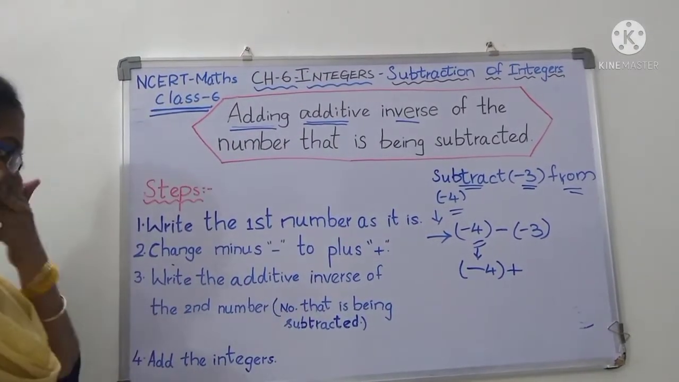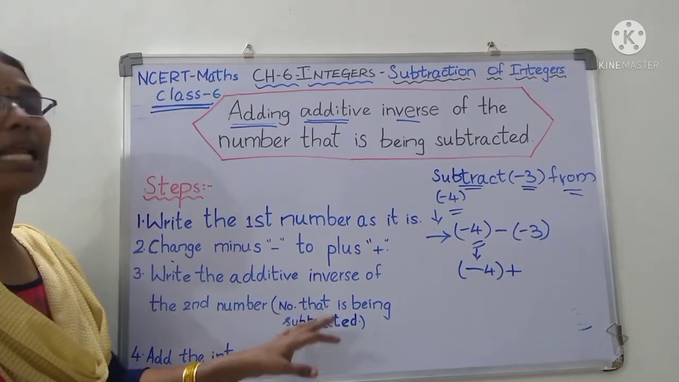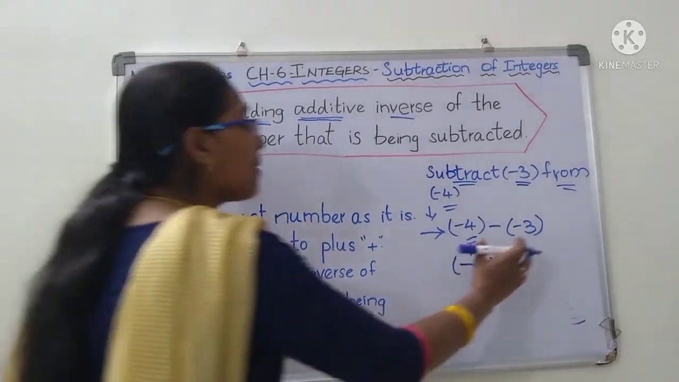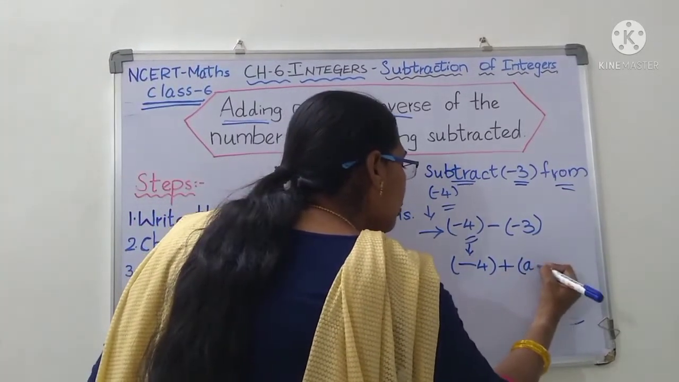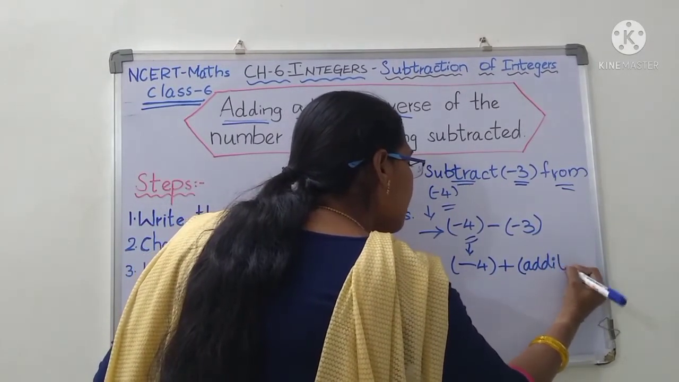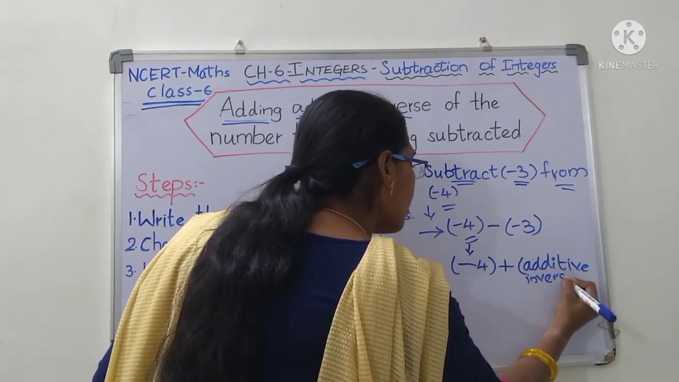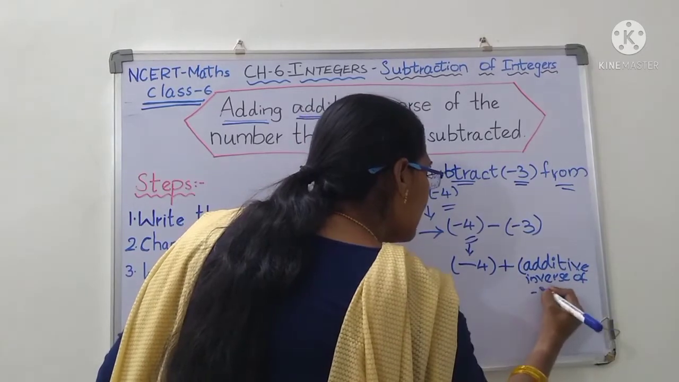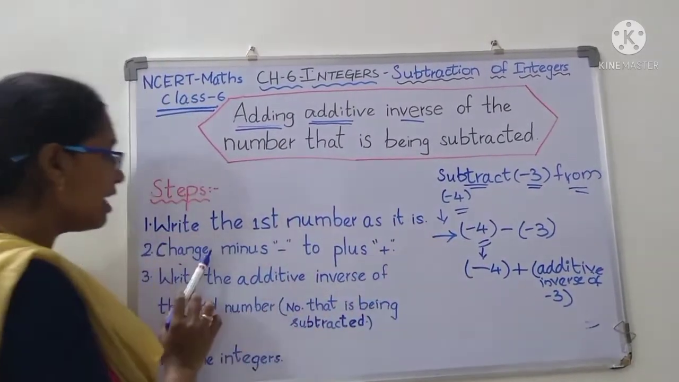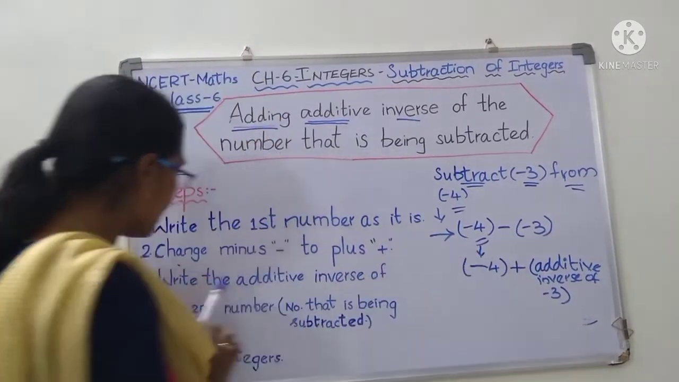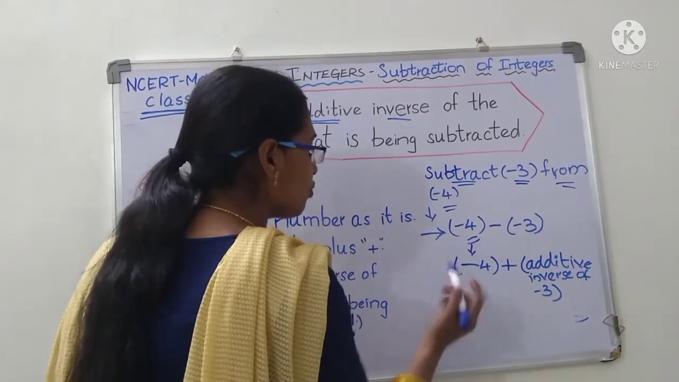What is the third step, children? Write the additive inverse of the second number. The second number is nothing but the number being subtracted. Here minus 3 is subtracted from minus 4. We should write the additive inverse of minus 3. So 3 steps are completed. We wrote the first number as it is. We changed minus to plus. Then write the additive inverse of the second number.